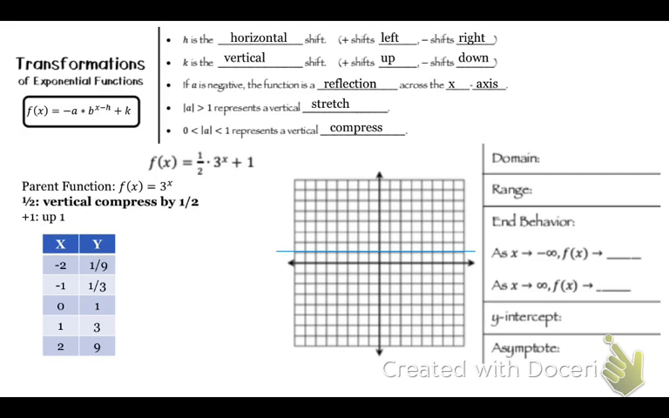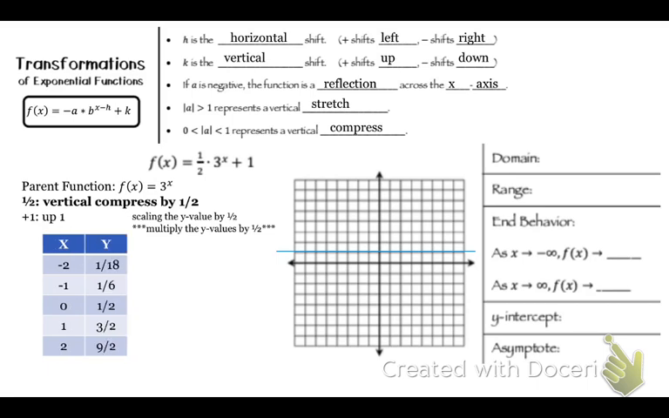But we are vertically compressing by a half. So to vertically compress something, the vertical axis, that's your axis that goes up and down, which is your y values. So to vertically compress your y values, we're going to multiply the y values by 1/2. So we're scaling the y values by 1/2. So that's going to become 1/18, 1/6, 1/2, 3/2, and 9/2. Okay, so again, we started there, multiply them all by a half, and that's where you get those numbers from.